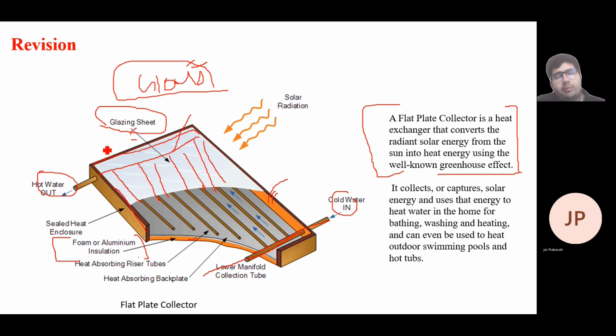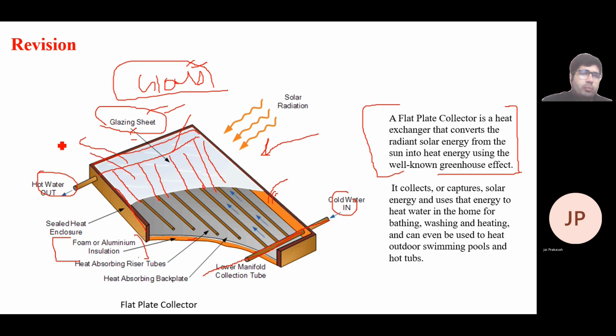So this setup, when put up in the open atmosphere, the solar radiation will strike this glass plate, this glazing sheet. This glazing sheet will transmit the solar radiation because it is not opaque and will not reflect, because solar radiation is of shorter wavelength and more energy. So they will strike the glass, pass through the glass, and strike the base plate.